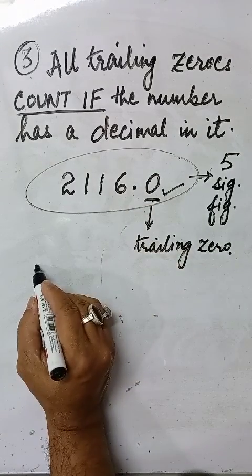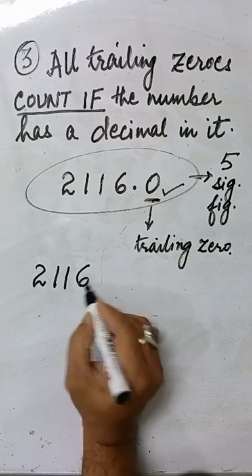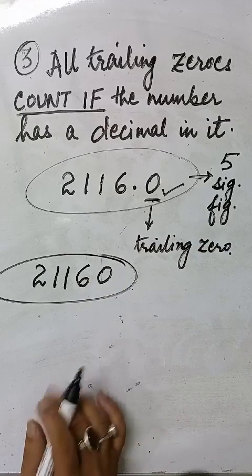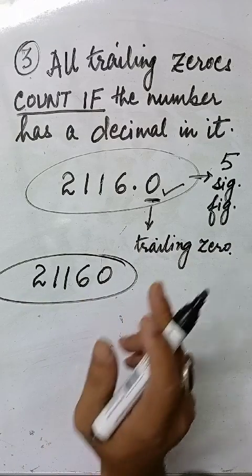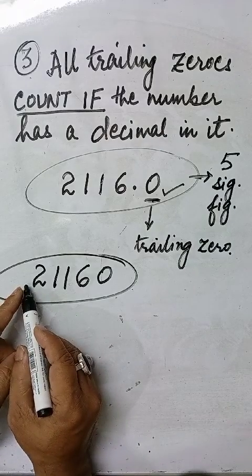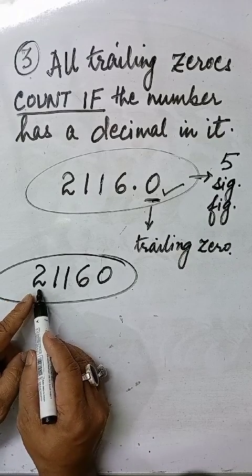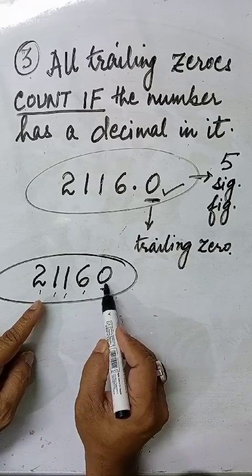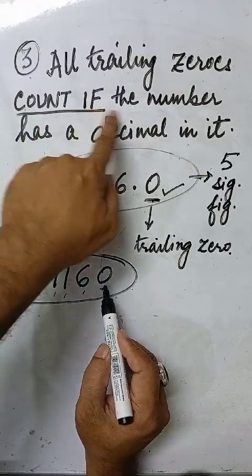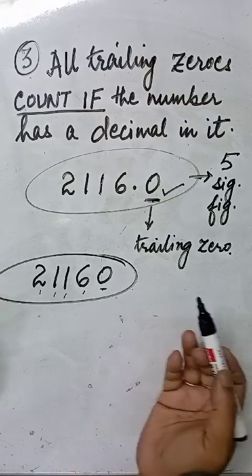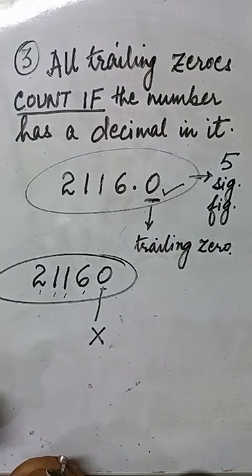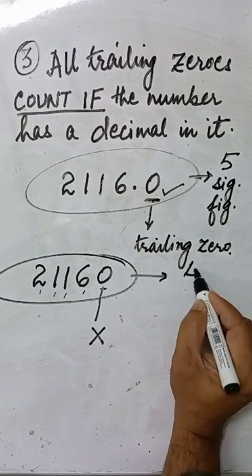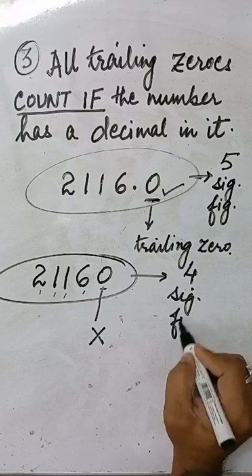But if I choose this number, 21160, now I have removed the decimal from the number. So what is that rule? Go to the first rule. Are there any leading zeros? No. Are there any non-zero digits? 1 2 3 4. So I will count all the non-zero digits. Is there a trailing zero? Yes, there is a trailing zero, but it will be counted only if the number has a decimal. This has no decimal in it, therefore the zero will not be counted in the significant figures. 1 2 3 4. This has only 4 significant figures in it.